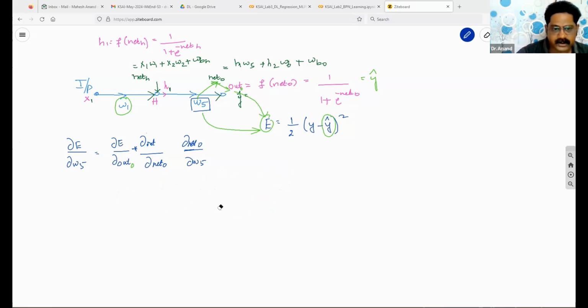Now we will work out these calculations. The three calculations are very simple and straightforward. We have extensively done this part in the previous session. Already we have the expression for the net O, right? When you derivate this expression net O with respect to W5, these two terms are constant and become 0. What output do you get? If you derivate this with respect to W5, you will get only H1, right?